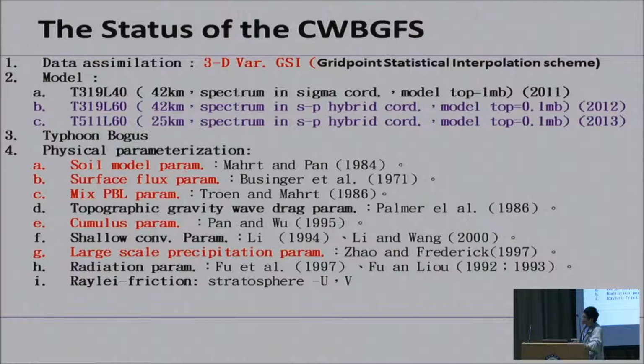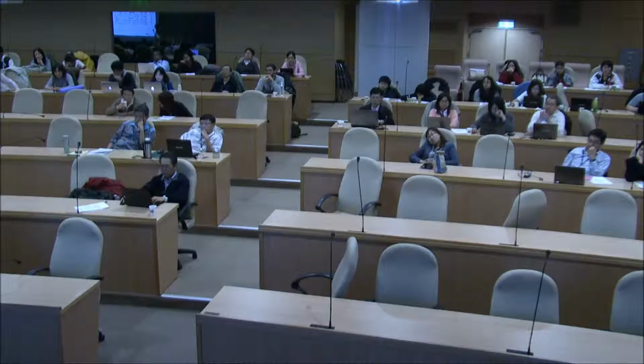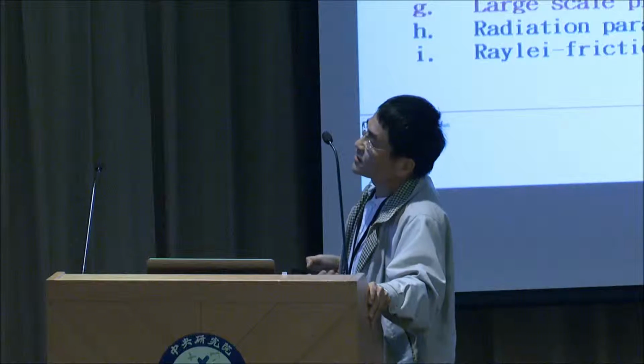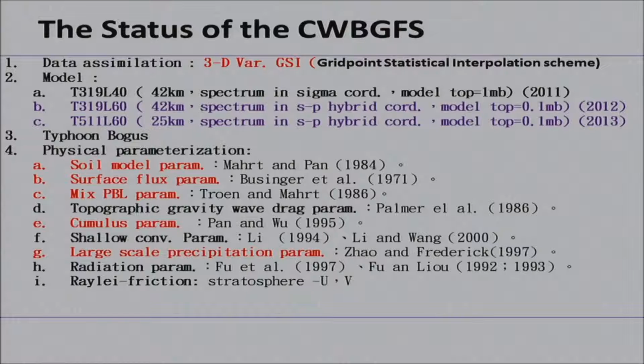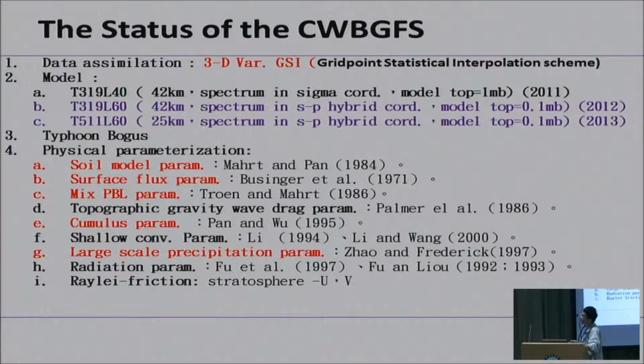For the physical parameterization, we have a soil model parameterization. The following are their references. So we have soil flux parameterization, flux PBL, topography, gravity wave drag, cumulus parameterization, shallow convection, large-scale precipitation and radiation. Also, we do Rayleigh damping in the stratosphere. In this table, the red color means these modules come from NCEP.